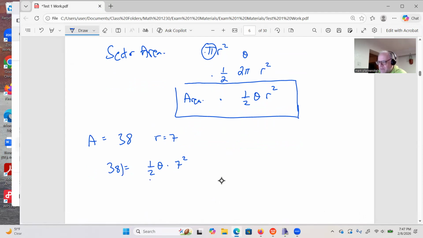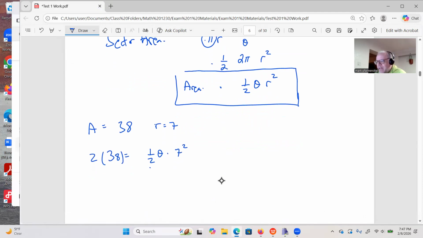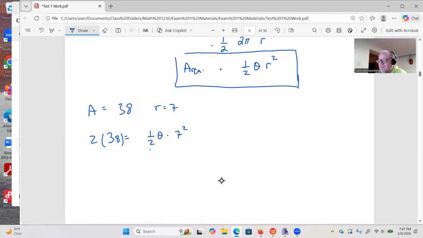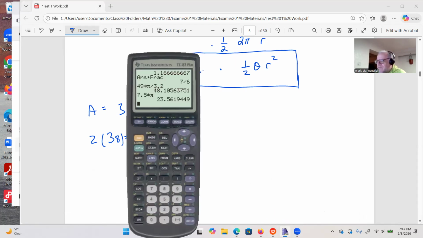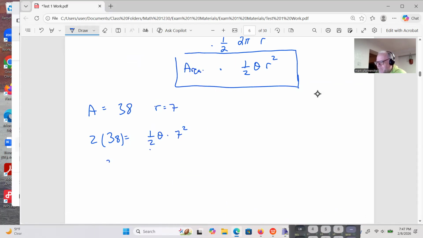The first thing to do is to multiply both sides by 2 to get rid of that 1/2. So 38 times 2 is going to be, I believe, 76. Look at that, 76. I didn't need a calculator after all. That got rid of my 1/2, so 76 equals theta times 7 squared. Let's divide both sides by 7 squared.